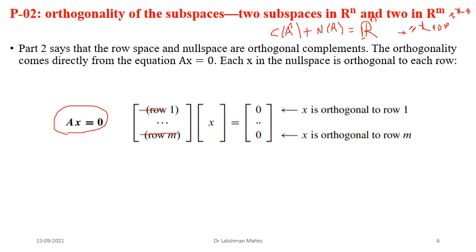If you take the dot product of row 1 with x, that leads to the first equation, which equals 0. So r1 dot x equals 0. What does it say? It says that the dot product between r1 and x is 0, so r1 is perpendicular to x. Likewise, each row is perpendicular to x.